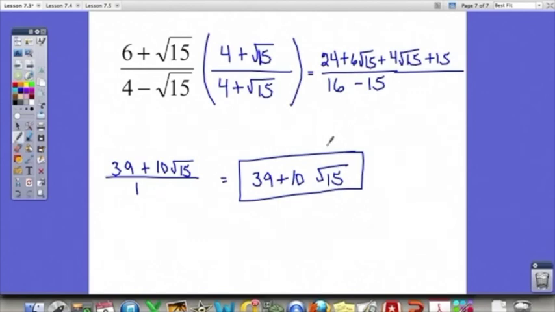Alright, rationalizing denominators, it's something that you'll see quite a lot, so it is something that you want to make sure you get the hang of. If you've got questions, make sure you come in and see me.